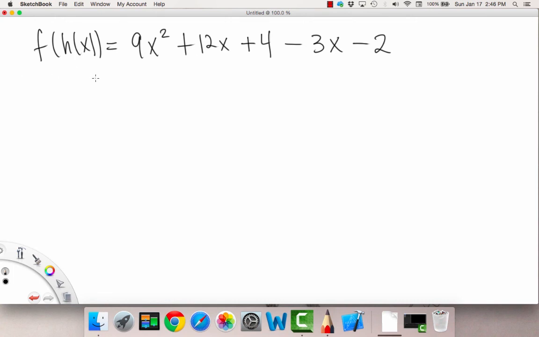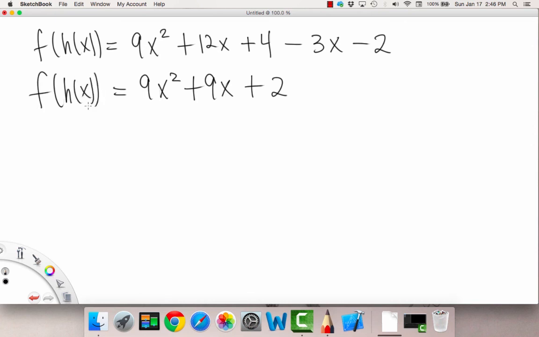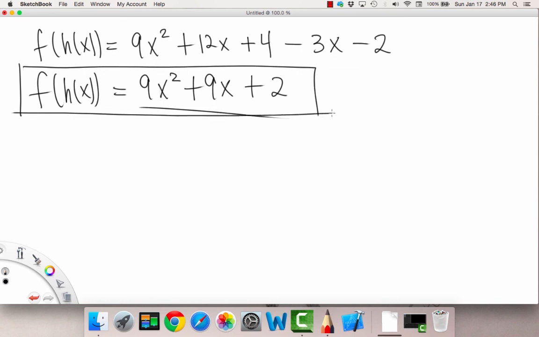Okay, alright, so let's just simplify this. So we just get 9x squared, and we're going to combine like terms, so we get plus 9x, and then plus a 2, okay? So here it is. We've arrived at our variable definition or formula for our composition of functions. And see how here we have a single function. We don't have to juggle those two other ones like we did on the previous method, right?